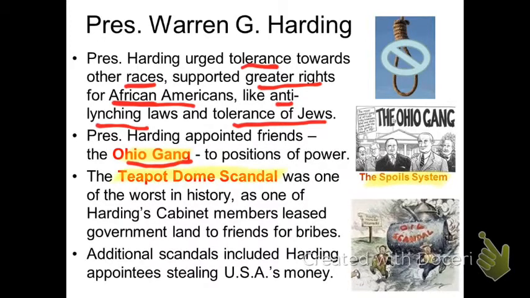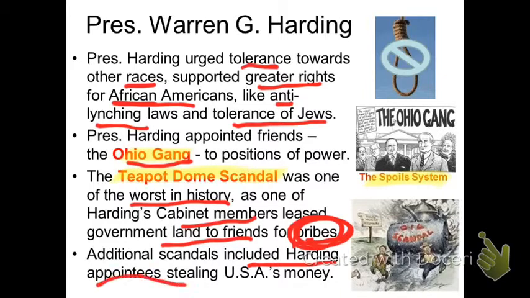All right, the biggest scandal that was to come out of the Harding administration was the Teapot Dome scandal. It was one of the worst in history. One of Harding's cabinet members, Secretary of the Interior Albert B. Fall, leased government lands to friends, which is not a bad idea. This happens all the time. We lease land out to people, to companies, so they can drill for oil on it or cut trees down to build tables and chairs. But what was the bad part is that Albert B. Fall took a bribe for it. That is what makes it illegal, that quid pro quo.